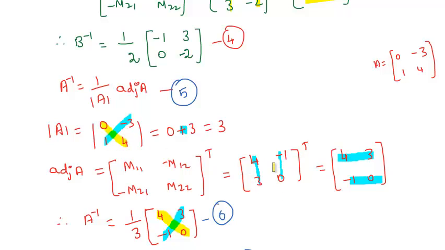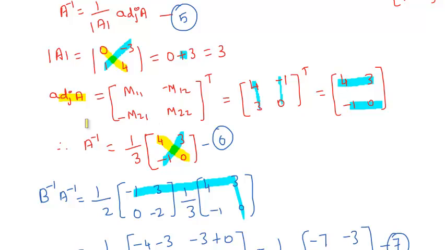So this is the minor value, right? You have to take a transpose in order to find the value of the adjoint of A. How do you take a transpose? Simply rearranging the columns into rows. So the first column I am writing as the first row, and the second column I am writing as the second row. This is my adjoint of A. If you substitute the determinant of A and the adjoint of A values in equation 5, you will get A inverse. So A inverse equals 1 by 3, that is 1 by determinant of A, into adjoint of A, that is 4 3 -1 0. So this is equation 6.